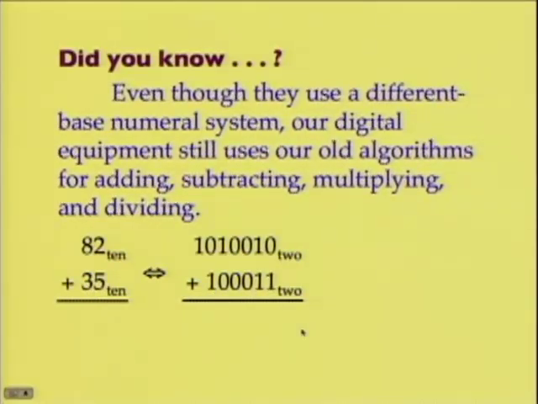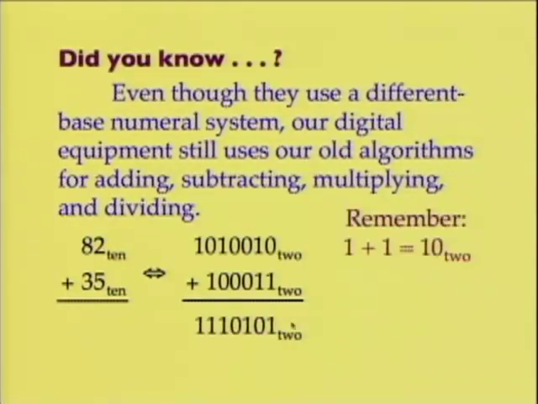and 1. Okay? If you add these using the old algorithms, and keep in mind that when I add 1 and 1, I get 2, but 2 in base 2 would be 1, 0. So 0 and 1 is 1, 1 and 1 is 1, 0. Got to carry the 1, 1, 0, 1, 1, 1.